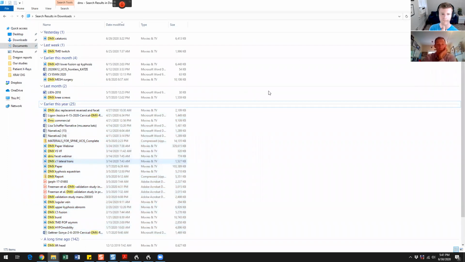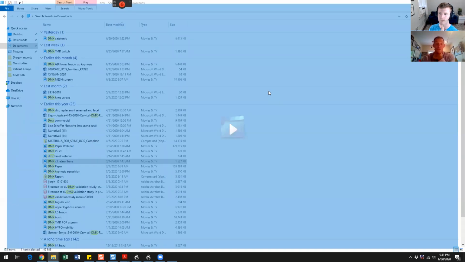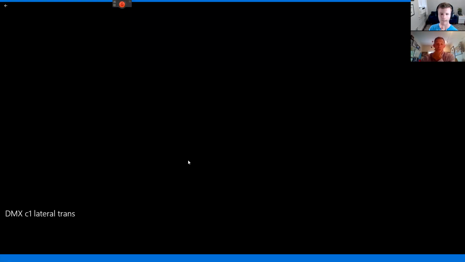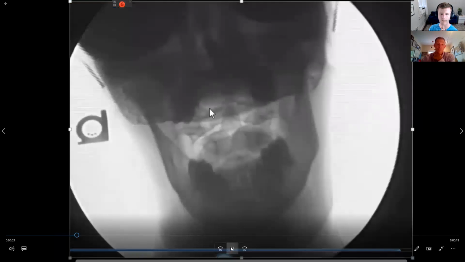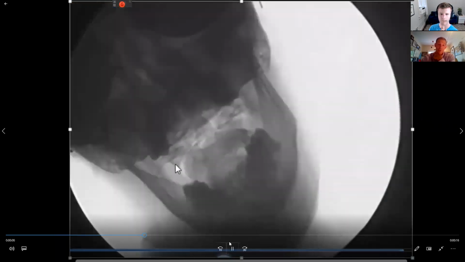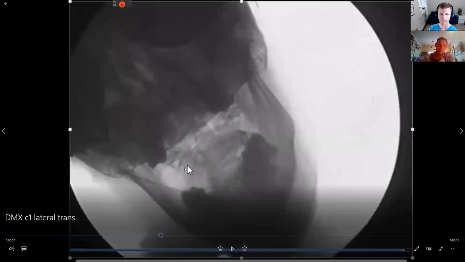So here's a C1 translation, and I'll show you on this. This is just a little snippet picture that I picked, and you can see how it starts to translate over. So you'll see here's the edge. This person had a lot. Here's the edge. Here's the edge. So we're looking at the edge of C1 as it relates to the edge of C2.